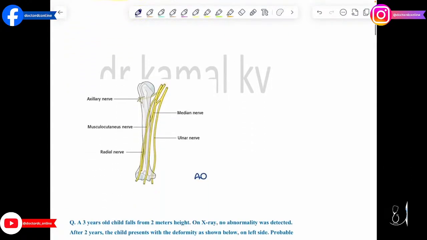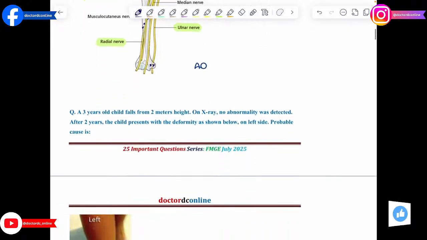So if we look at this image, we can see the axillary nerve related to the surgical neck of humerus, then the radial nerve related to the shaft of humerus, especially through the spiral groove, and the ulnar nerve, which is related to the medial condyle. So these are the nerves which are commonly injured in different areas of humeral fracture.